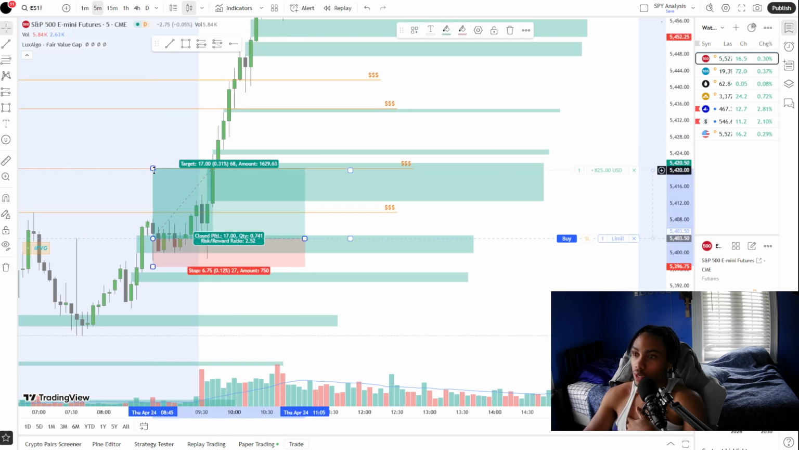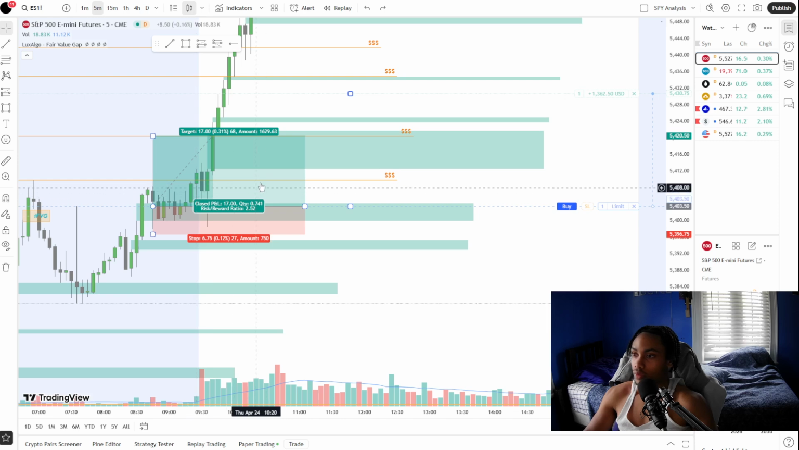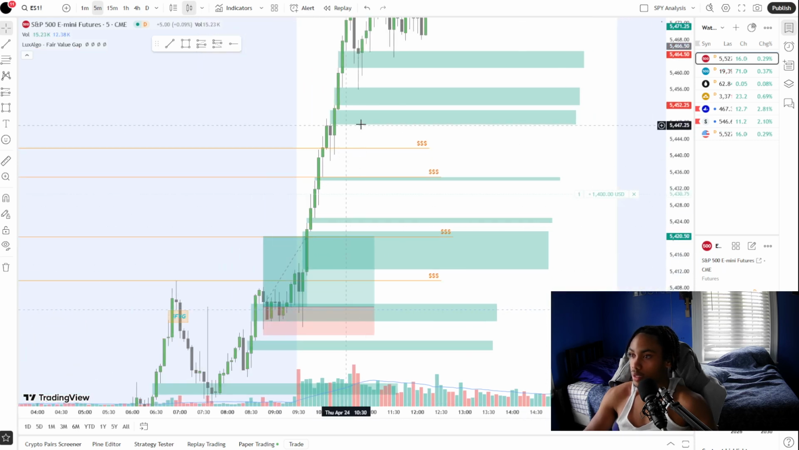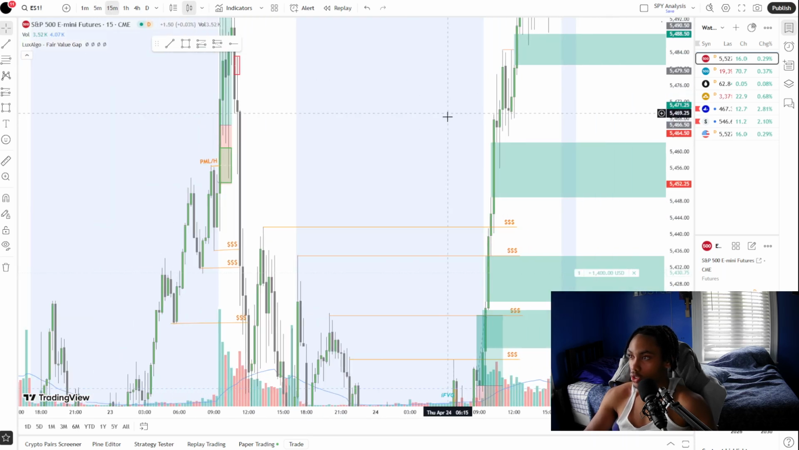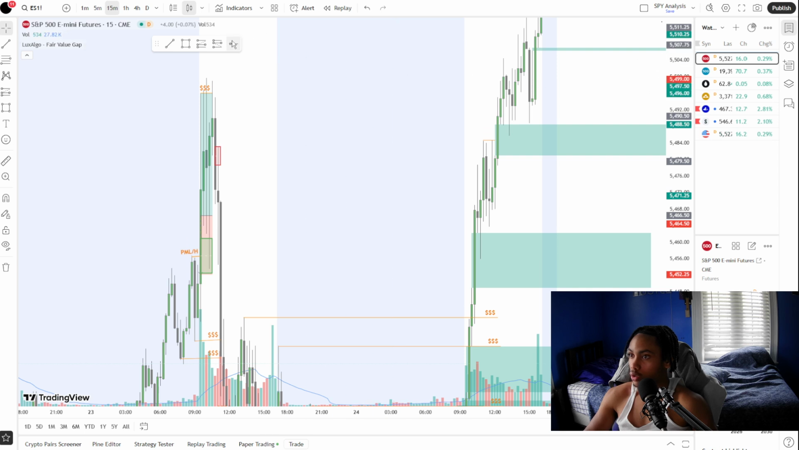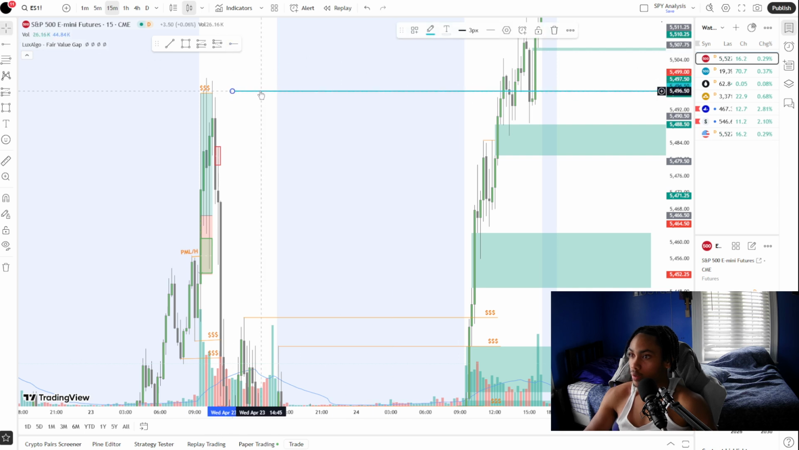Like, you could have really just held it out to all the way up to here. You could have held it out to even more, to the next draws on liquidity, right? All the way up to this draw on liquidity right here. Let me just delete that.